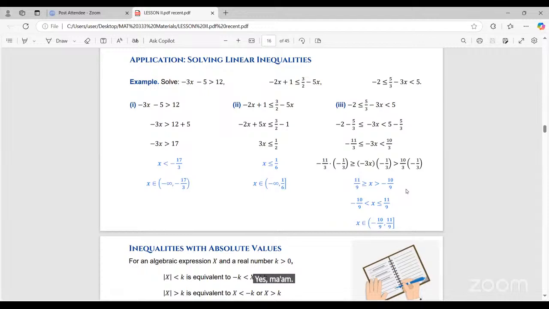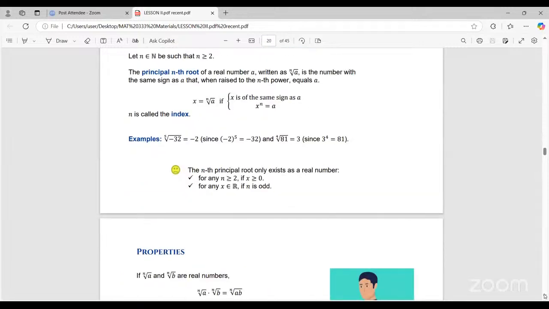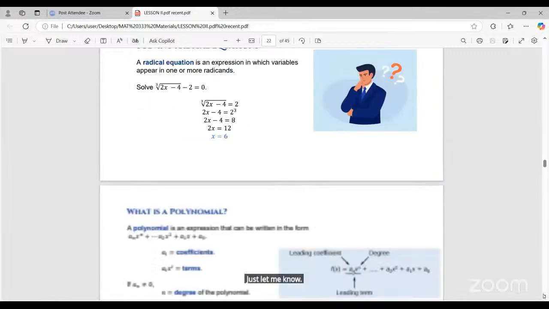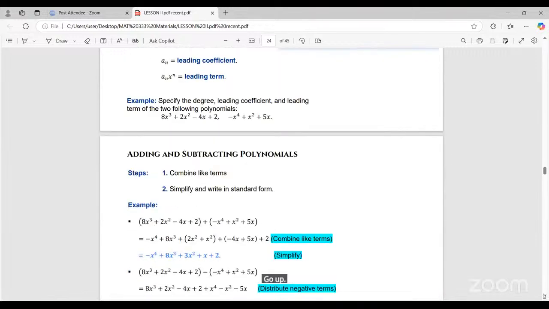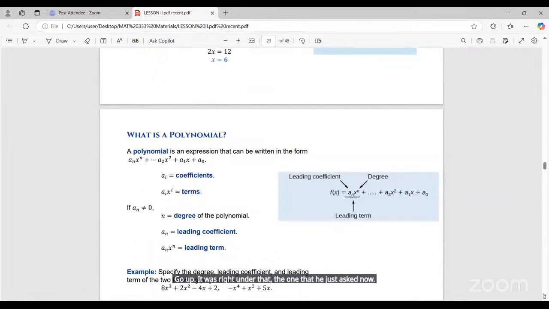I just have one question. The inequalities with absolute values. That's the one. I can just scroll down a little bit. Ma, go up. It was right under the one that they just asked now. Go up.